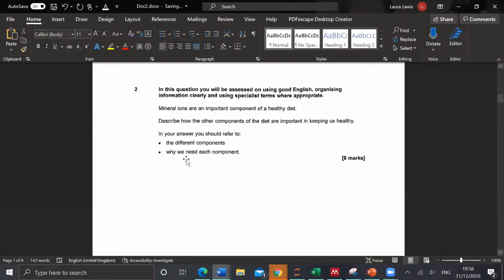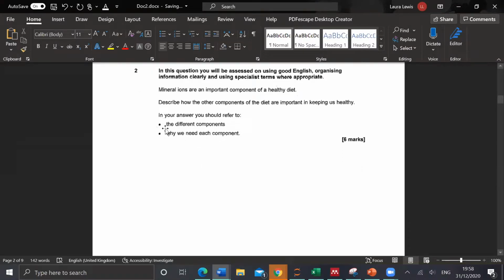So, this is again, number 2. In this question, you'll be assessed on using good English, organising information clearly, and using specialist terms where appropriate. Mineral ions are important components of a healthy diet. Describe how the other components of the diet are important in keeping us healthy. So this is a bit more of an abstract one, isn't it? In your answer, you should refer to the different components and why we need each component. So really we need to do all the other things apart from minerals. I can see why people get confused with this one. It's not a very exact answer. So let's start answering it. It's the things that you learn probably from quite a young age about carbohydrate, protein, and fat.